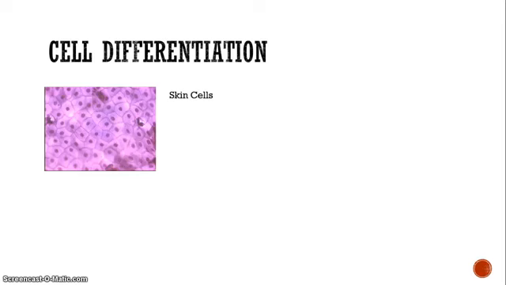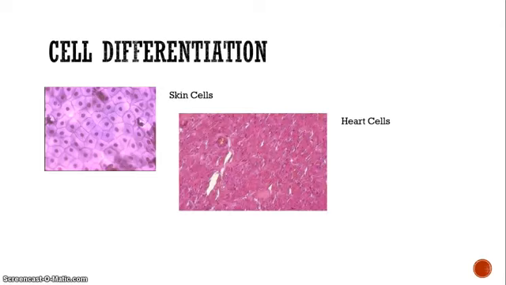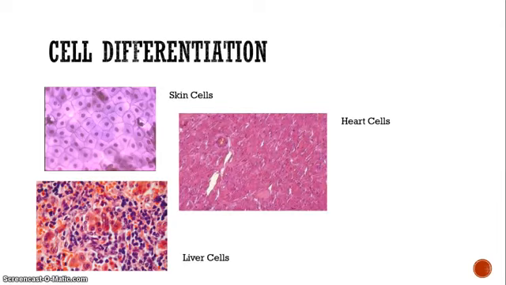In cell differentiation, cells become specialized in structure and function by activating and suppressing their genes in selective and unique ways. Cell differentiation is very important because organisms could not exist if all cells were alike. So here you see examples of skin cells, heart cells, and liver cells. All of these are under a microscope and have been stained to make them easier to see.